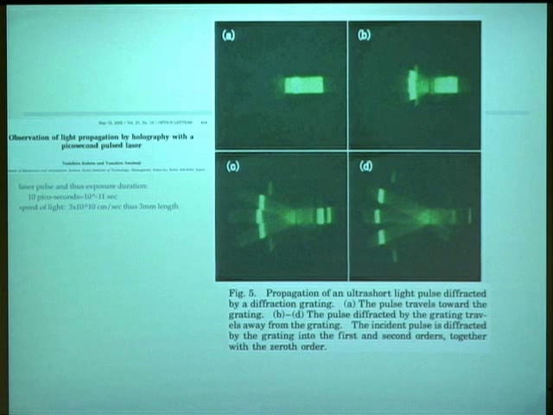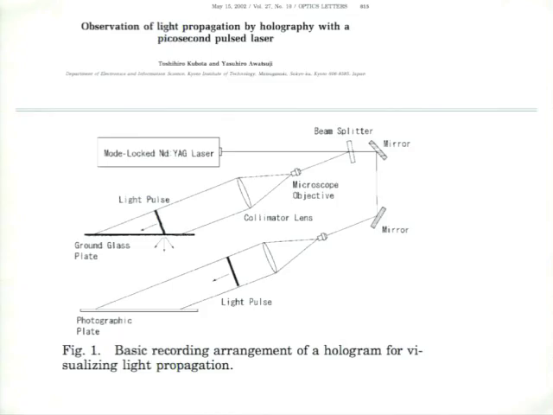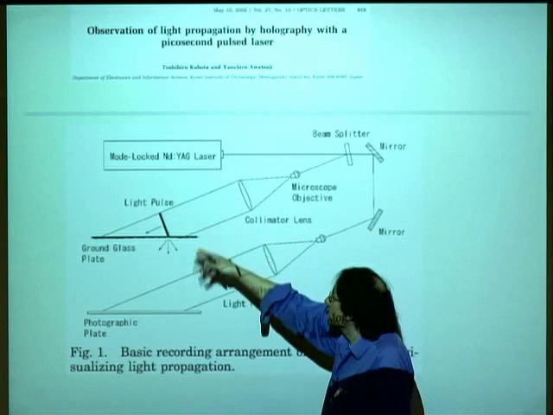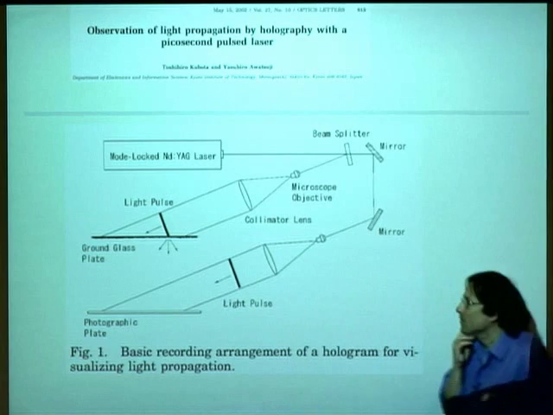Well, this was done about 10 years ago using holography. So you have your pulse that you're going to photograph going wherever you want it to go, in this case through ground glass. And then there's a second reference beam which exposes a photographic plate and makes a hologram at the same time. And they're both very short pulses.